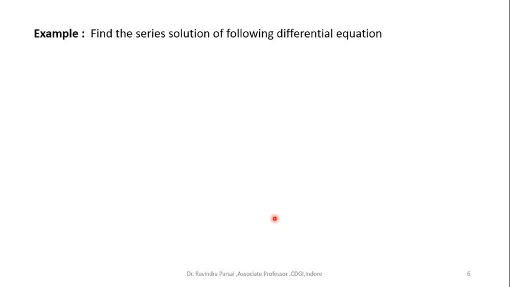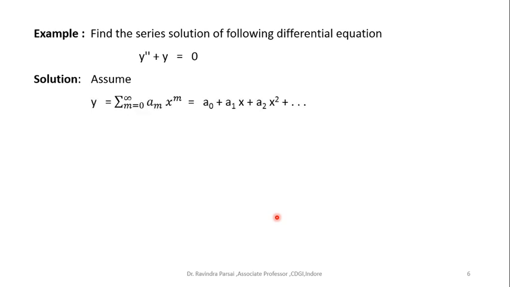Let us understand an example. The question asked is: find the series solution of the following differential equation, y double dash plus y equal to 0. So our first step is to check whether this differential equation has an ordinary point or a regular point, just by putting the coefficient of the second order derivative equal to 0. So here this does not vanish. So that is case 1, the first case.